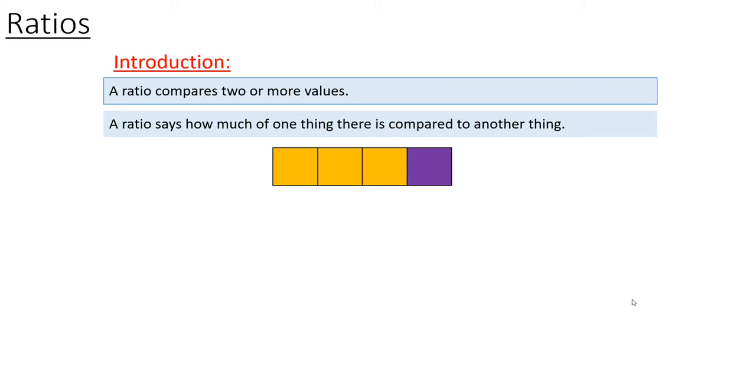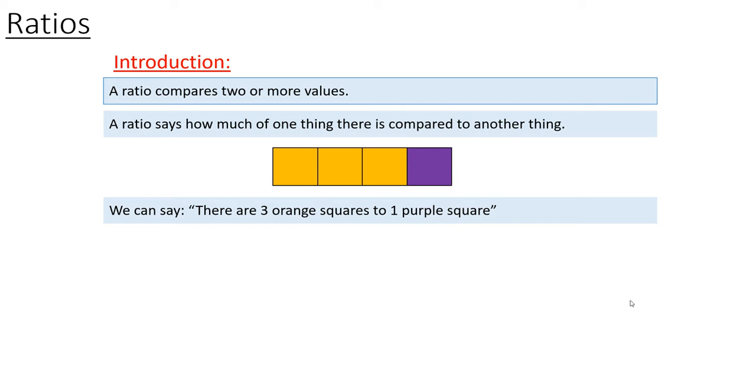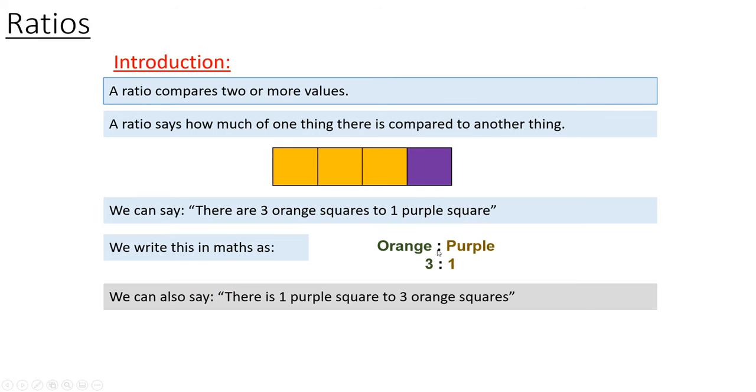So here we've got four boxes. 3 of them are orange and 1 is purple. So we can say that there are 3 orange squares to 1 purple square. Okay, so we've got 3 orange squares, 1, 2, 3, to 1 purple square, in a total of 4 squares. We write this in maths as the following. So orange to purple using our colon. So there's 3 orange to 1 purple.